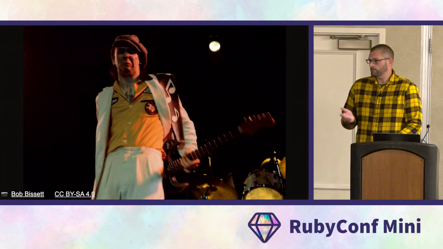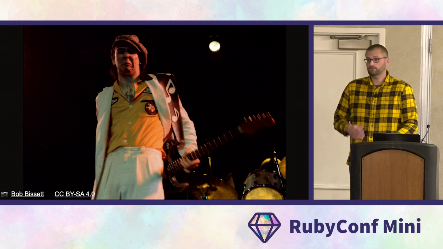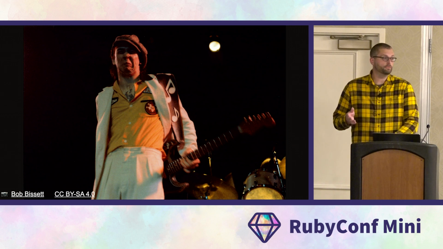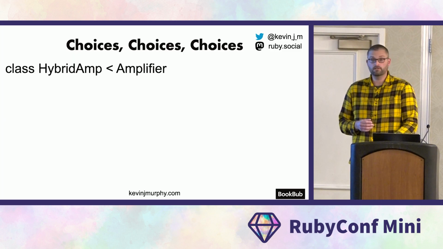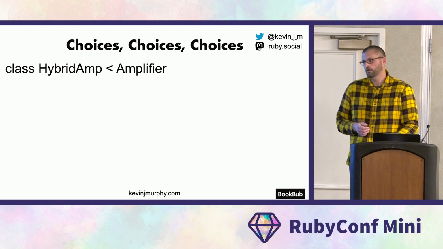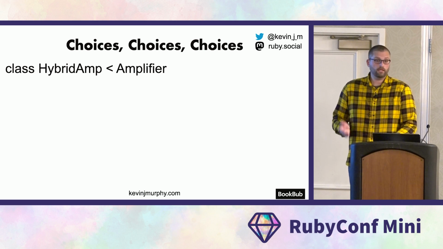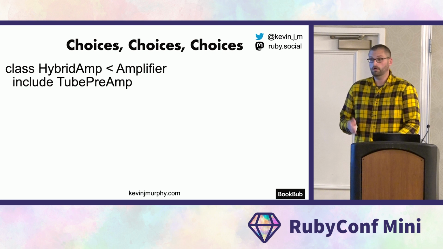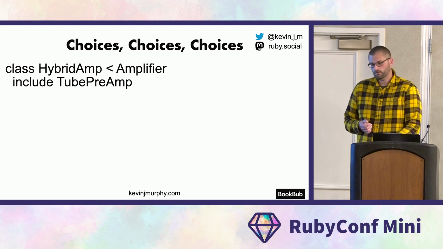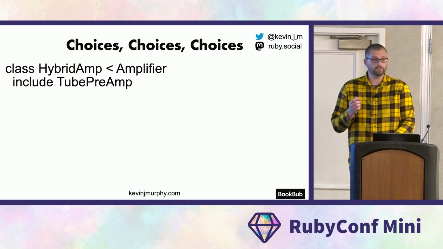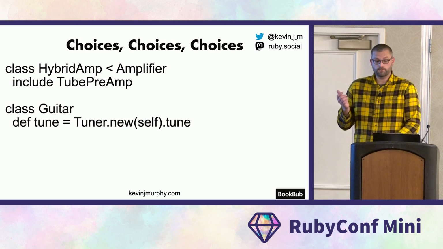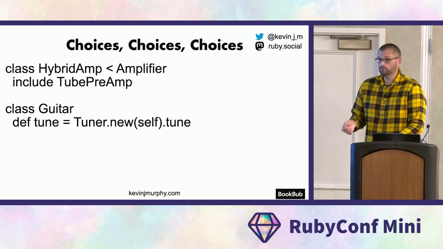So let's flip through some of the things we've been talking about here. A lot of this we've been talking about ways to share and compose behavior in our systems, and we've talked about a number of different ways to do that. We used inheritance to build our amplifiers, and we also used module composition. We also composed behavior when we were building our guitar. Our guitar knows how to tune itself, but it only knows how to do that through the tuner method.